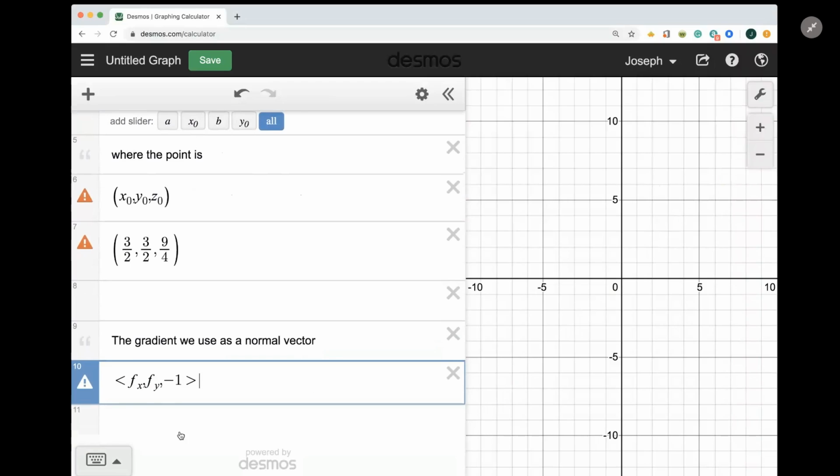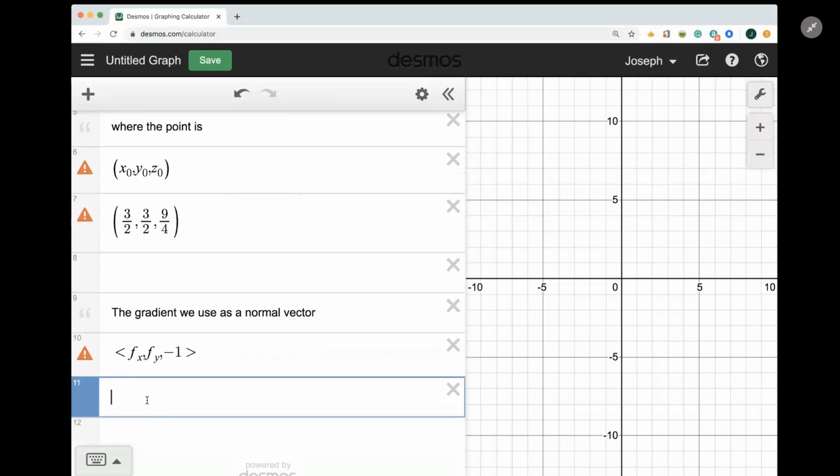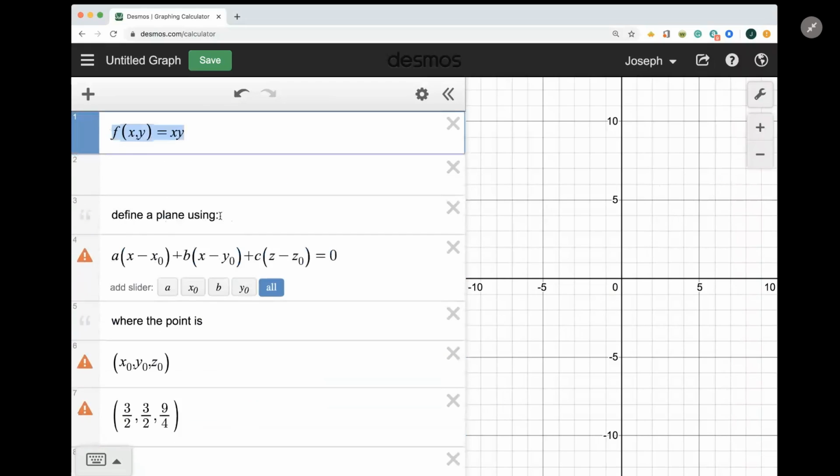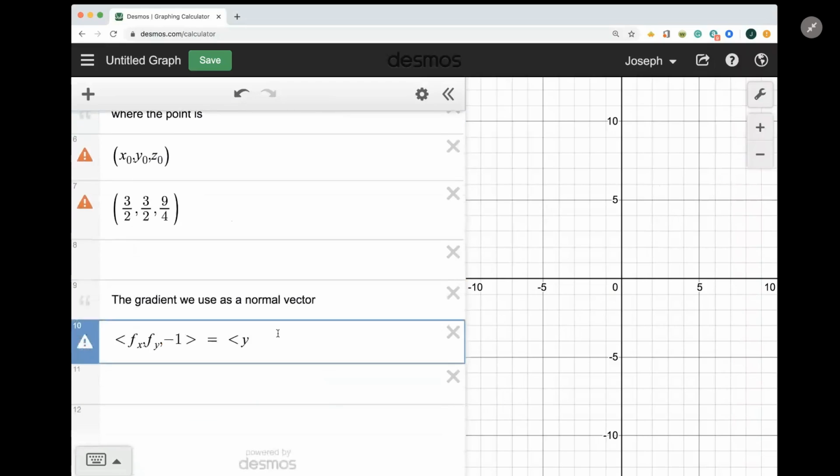So specifically in our case, the partial derivative with regard to x is going to be y. And for that, you need to understand what a partial derivative is to find the partial derivative of this with regard to x. And for y, it's going to be x, and the -1 is just -1.